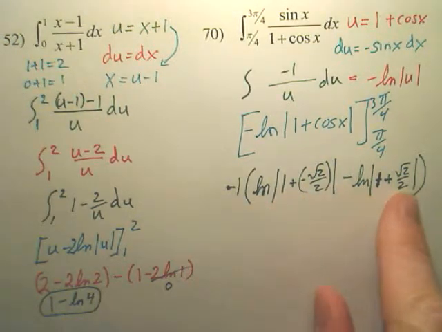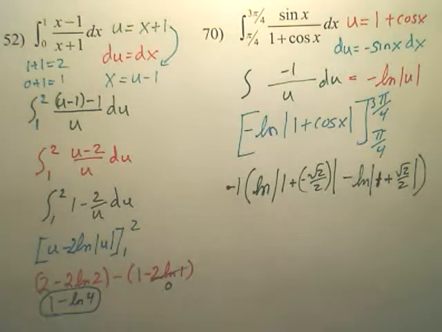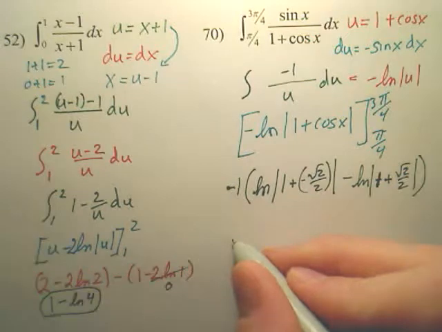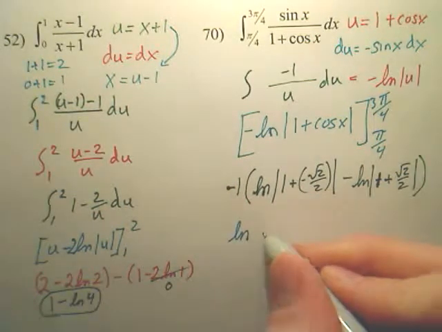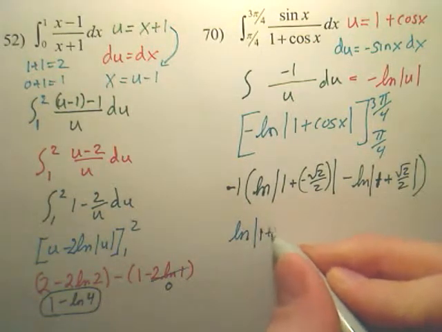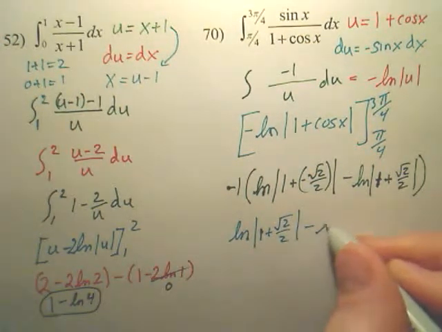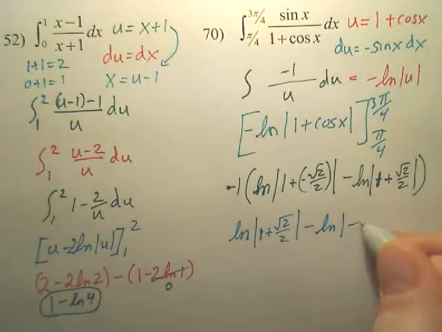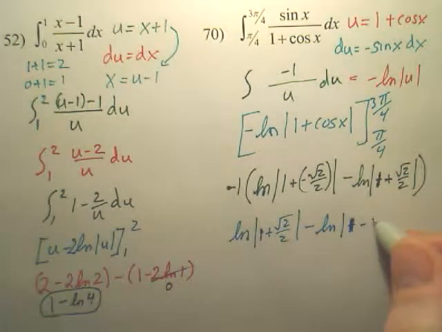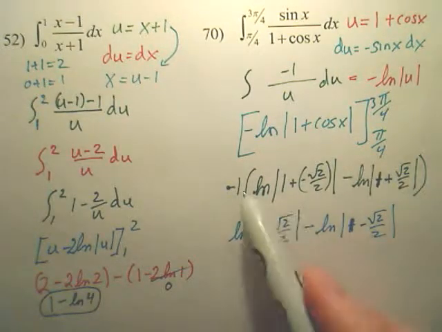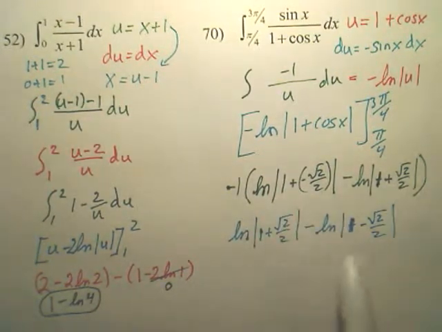Now, from there, what you could do, and I'd probably end up doing this, is rewriting this as ln 1 plus the square root of 2 over 2 minus ln 1 minus square root of 2 over 2. Because when I distribute the negative, it flip-flops them, and now I have this. And you can go farther than that as well, but that's good enough for now.